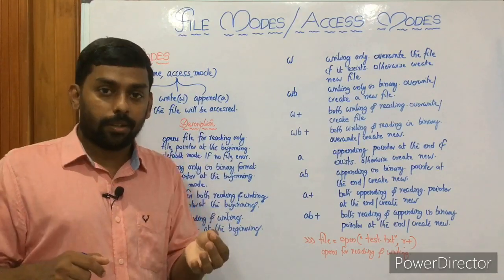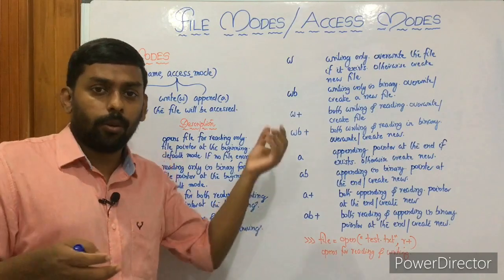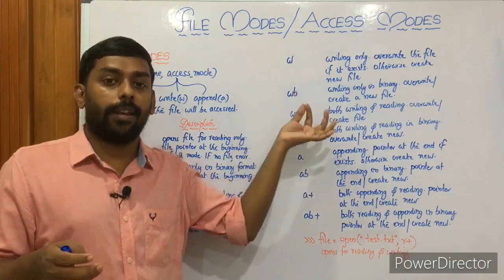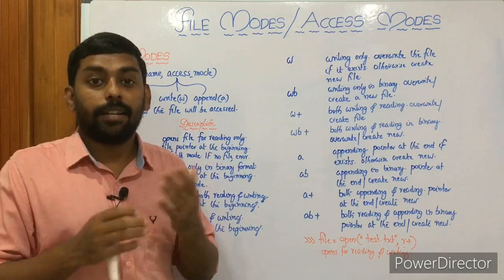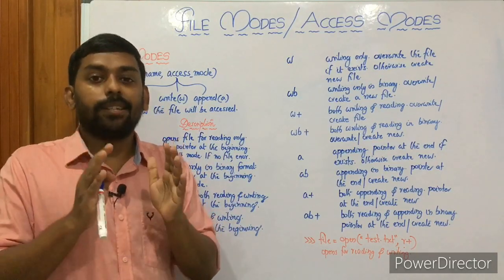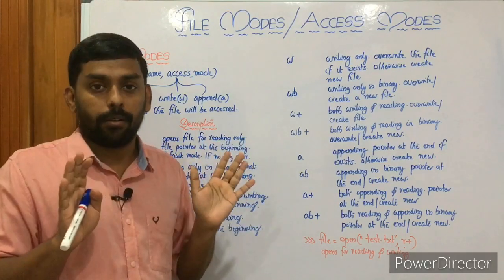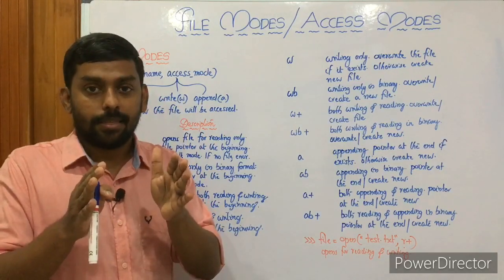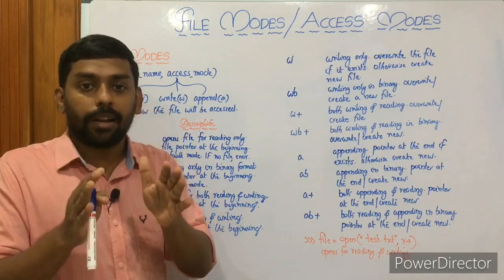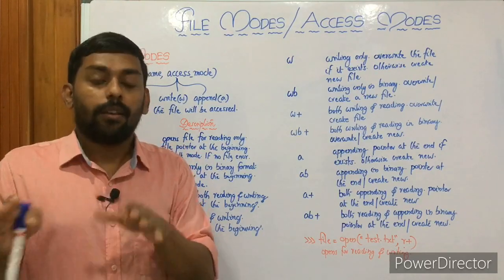The third operation is appending. You know the meaning of appending, right? You know the difference between reading and writing and appending. What is the difference between writing and appending? Writing means the existing content will be deleted or overwritten by the new content. But appending means the existing content remains there in the file and we start writing from the end of the file. Okay, at the end of the file.